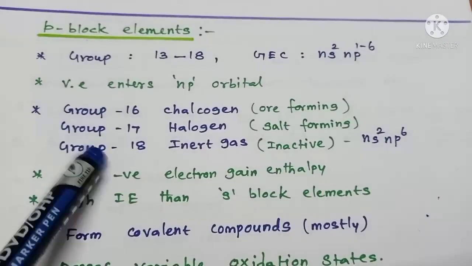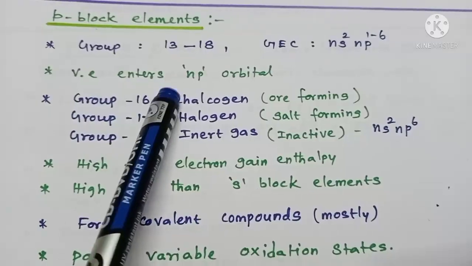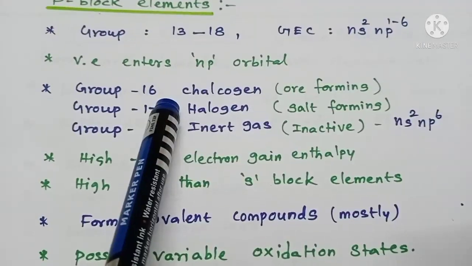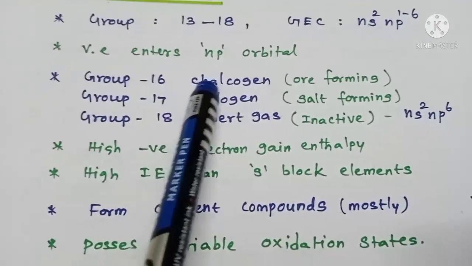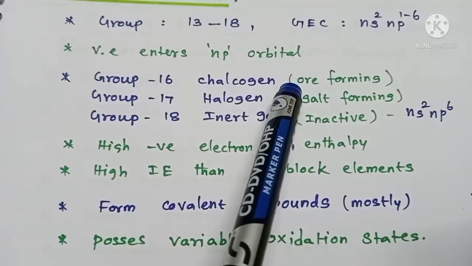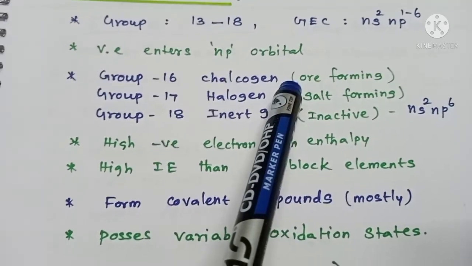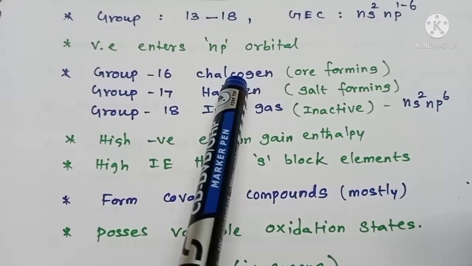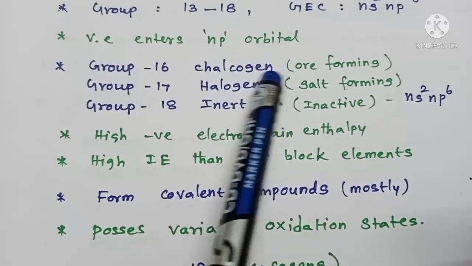Group number 16 is called chalcogen, which means ore forming elements. Actually, in group number 16, we have two important elements, oxygen and sulfur. They are mainly involved in the formation of ores. Majority of ores are found in the form of oxides, next to that sulfides. So these group elements are involved in ore formation, so they are called chalcogens. Chalcogen means ore forming elements.